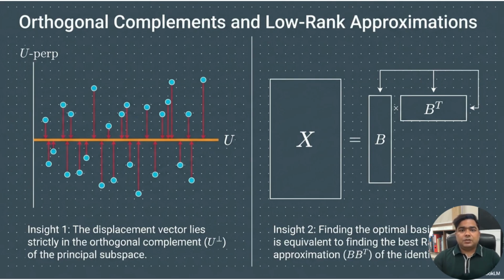This is why PCA is also connected to matrix approximation. The second insight is that finding the optimal basis vectors is equivalent to finding the best rank M approximation. Rank M means we use only M important directions instead of all original dimensions. So PCA gives us the best possible linear low dimensional approximation of the data.